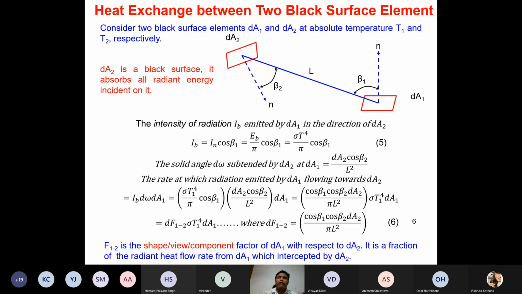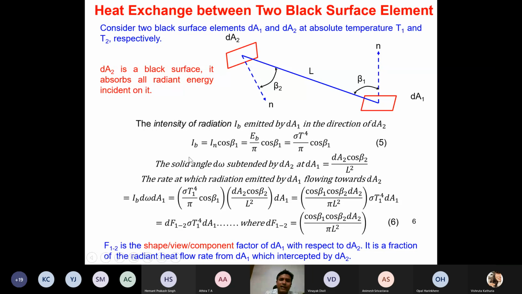In some other books, you will find that this is referred to as a shape factor. In some books, you will find that this is referred to as a component factor. So all these three terms are actually the same. Since we are talking about the differential surface area, this shape factor is represented in a differential form. Is it all right?